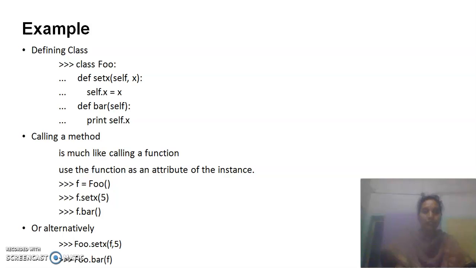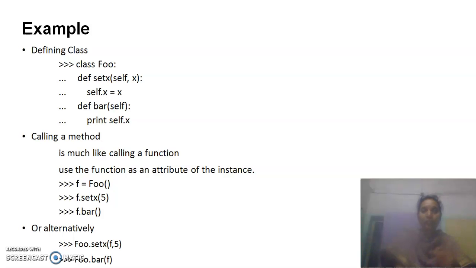Whether it is a method or a data member, it is accessed using the object itself; the dot is used to access the data member of the class. So self.x equals x. That is the definition of the given function. Then we define a function bar, which is used to print the value that is assigned using the setup function.